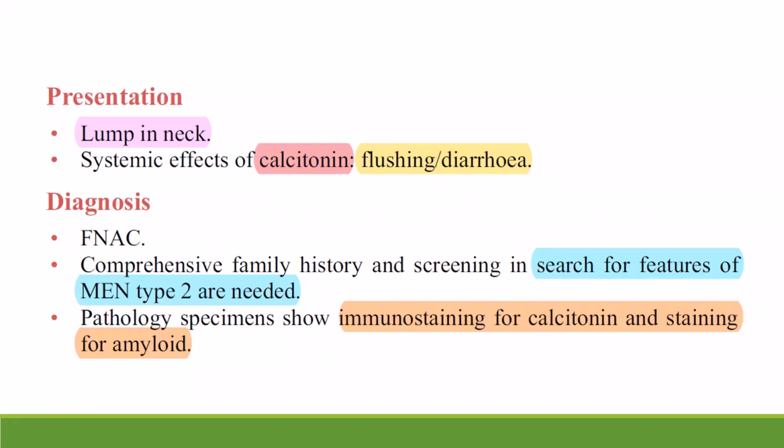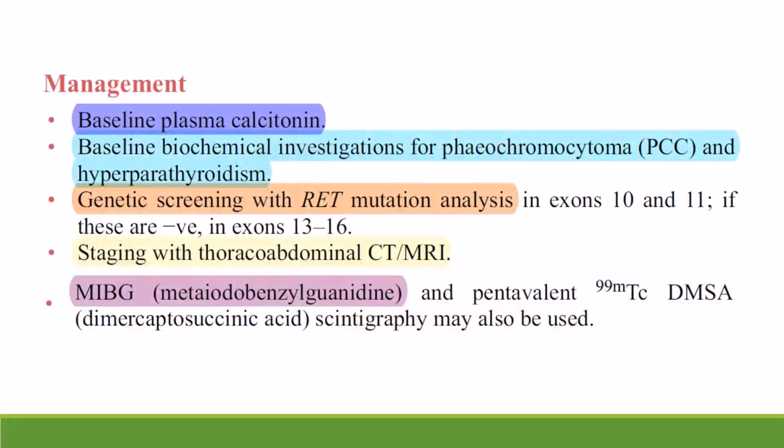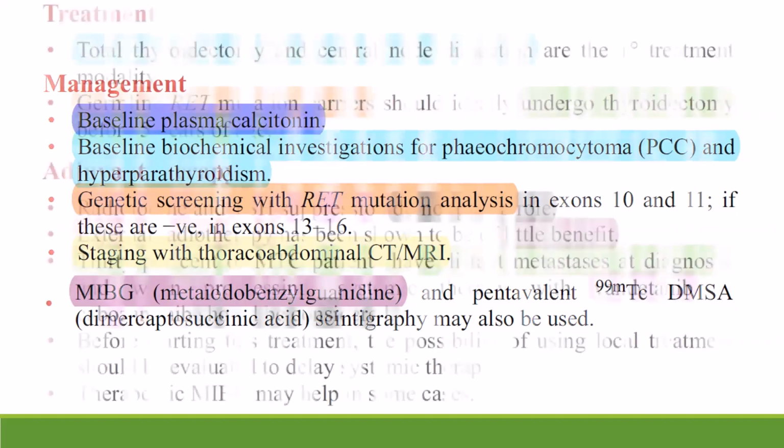The pathology specimen shows immunostaining for calcitonin and staining for amyloid. How to manage? Of course, we should have a baseline plasma calcitonin, a baseline biochemical investigation for pheochromocytoma if you suspect MEN, pheochromocytoma and hyperparathyroidism, genetic screening with RET mutation analysis, and also staging with thoracoabdominal CT or MRI, and we can do an MIBG scan in some cases.